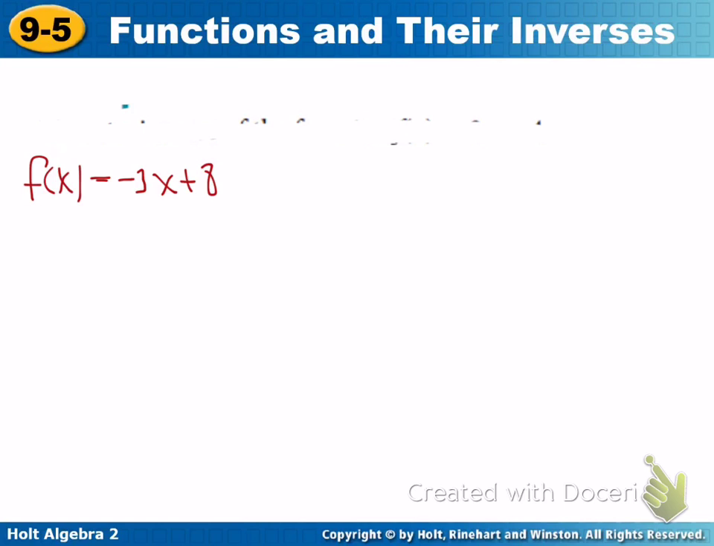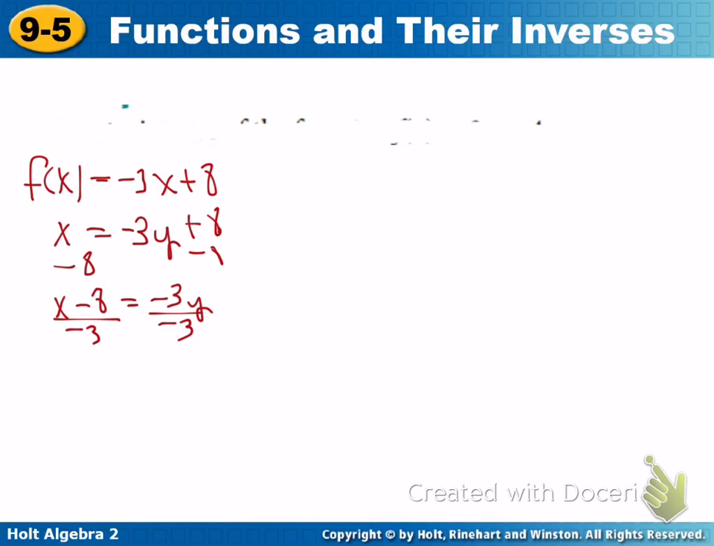Okay, so the first thing we're going to do is make that switch. So I'm going to put my x here, and then this would make this negative 3y plus 8, right? So we would subtract the 8. So we would have x minus 8 equal to negative 3y, and then we would divide out that negative 3. So that would leave us with an inverse function of x minus 8 over negative 3.